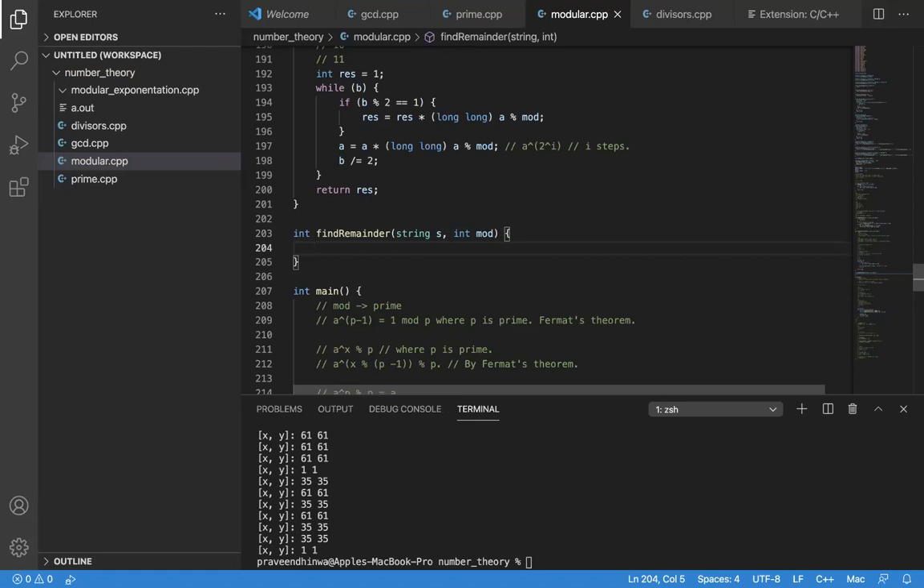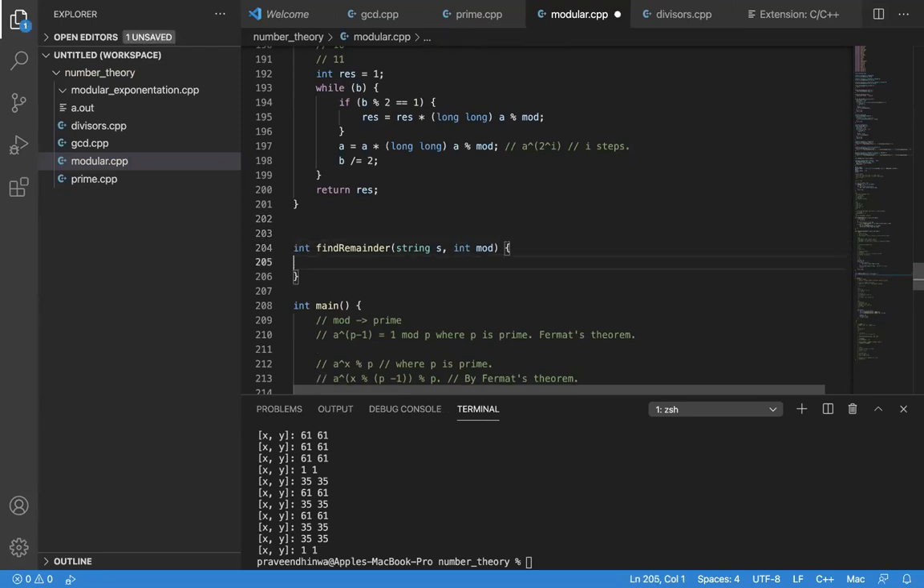Does anyone know? It was something like this only. The question was similar to this, like numbers were in string, so I converted it into big integer. Yeah, you don't need to convert into big integer. Can you do it easier?